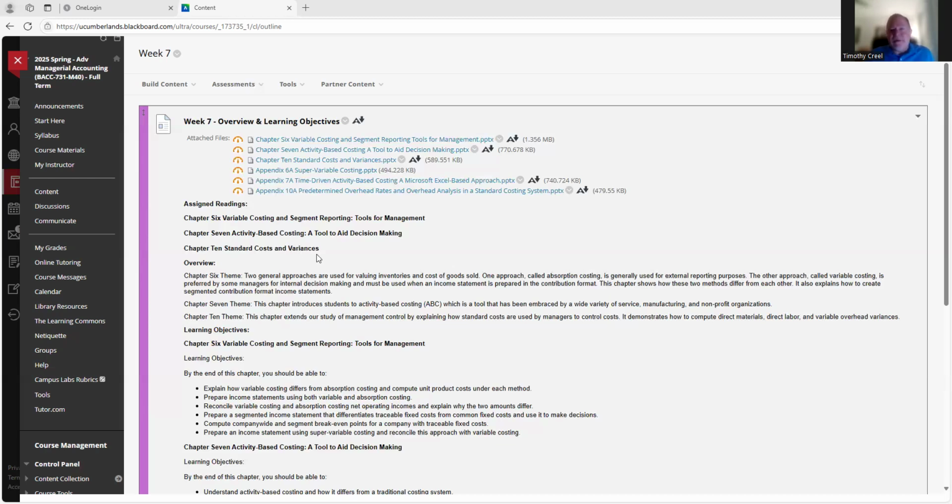Now, chapter 10 here looks at standard cost and variances. And this is basically what companies do whenever they produce a product, is they set certain standards for direct materials, direct labor, in relation to like the purchase price and the efficiency of the product that they're using, how efficient they're using their labor, how much product they're using, how much each of them are costing the company. So they set standards for that.